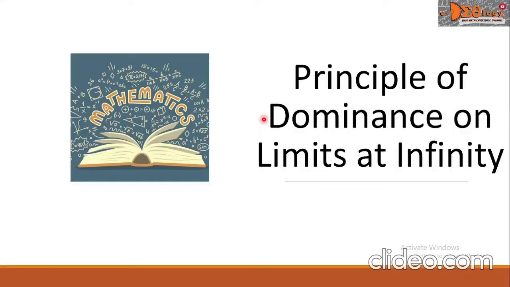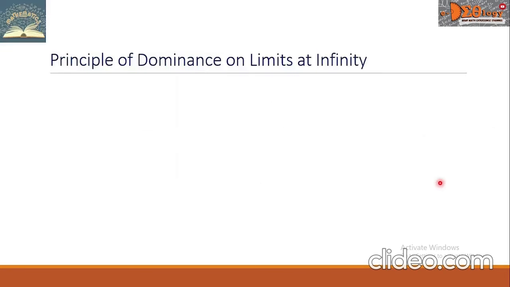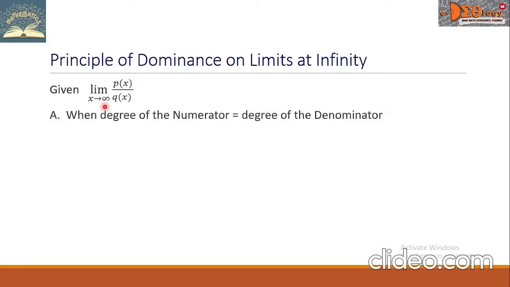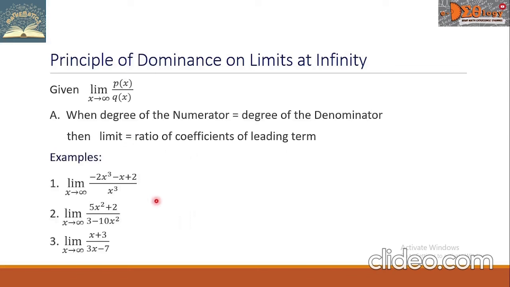Hi everyone. Today we're going to study principle of dominance on limits at infinity. Given the limit of this rational function p of x over q of x as x approaches infinity. This is case 1, when degree of the numerator equals degree of the denominator. Then the limit equals the ratio of coefficients of leading term. We have here three examples.